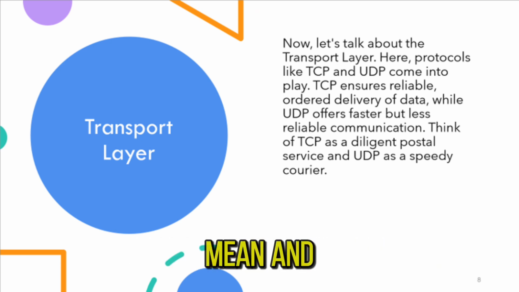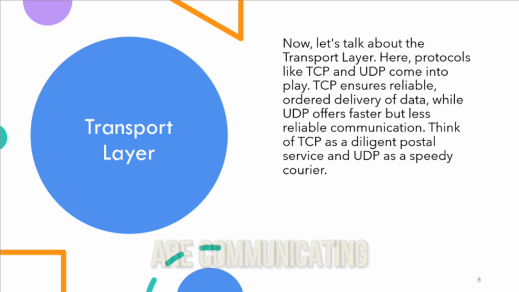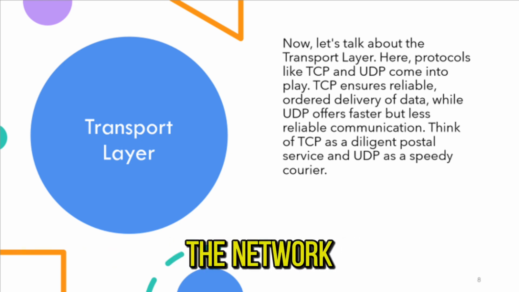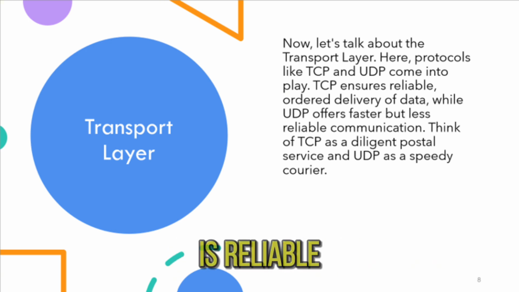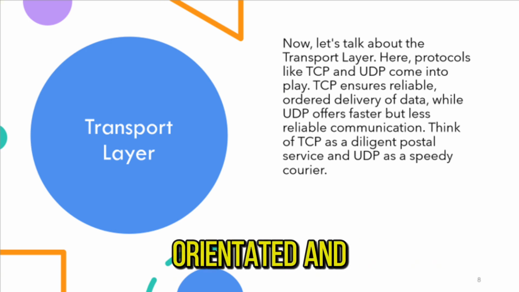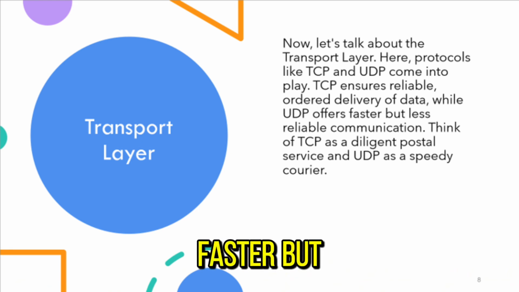Okay, so next we have the transport layer, which is responsible for maintaining end-to-end communication across the network. So what does this mean and how does it do it? Pretty much our aim in this layer is to make sure that the two PCs or devices are communicating reliably over the network. And it does this through two main protocols: TCP, which is reliable and connection-oriented, and UDP, which is faster but less reliable.